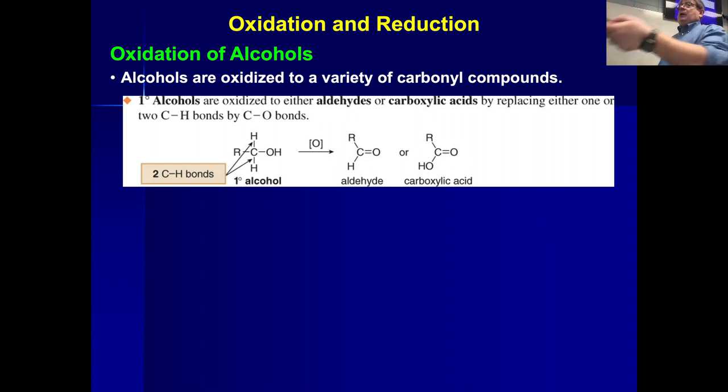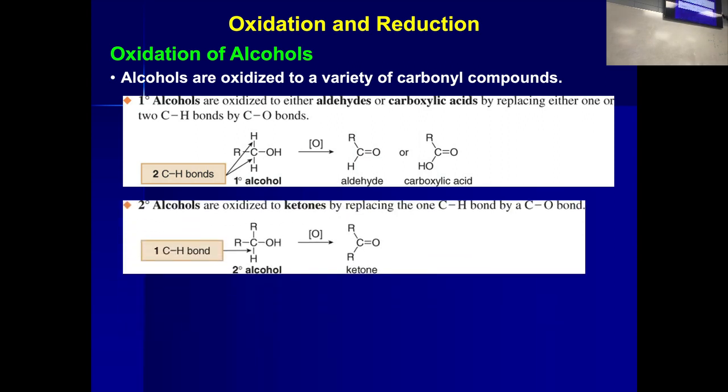We don't know what the reagent is yet, okay? It's just a general term for oxidation. And I can either convert this into an aldehyde or I can convert it into a carboxylic acid. There's two possibilities, depending on the reagent that I use. But if you calculate the oxidation state for this versus these, you will see that it's actually undergone oxidation. They've lost electrons, okay? So you can get aldehydes and carboxylic acids by oxidizing primary alcohols.